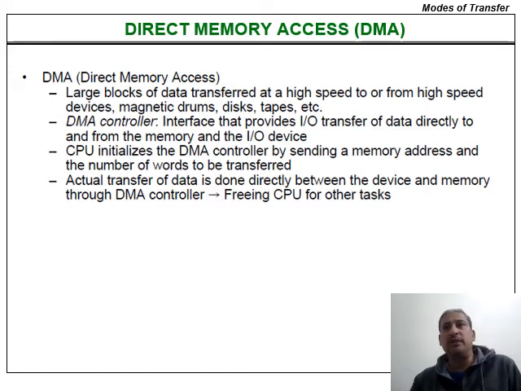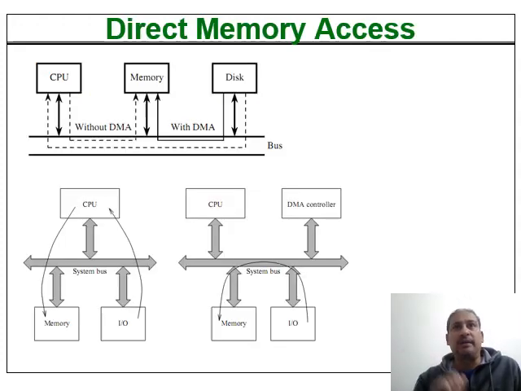This is the memory location from where the transfer has to be done. This is the number of words that you have to transfer. And third thing, this is a read operation or a write operation. And once these three things have been told to the DMA controller, now the CPU is free to perform other tasks. Now it becomes the responsibility of the DMA controller to perform the task. The actual task is performed by the DMA controller.